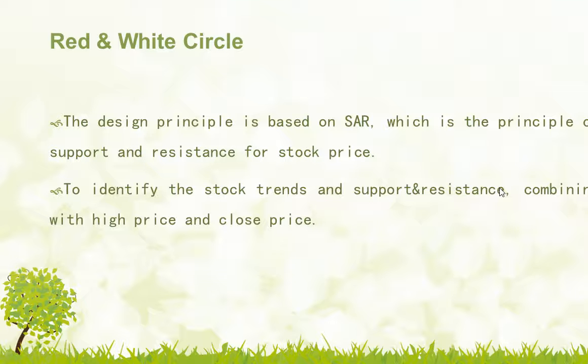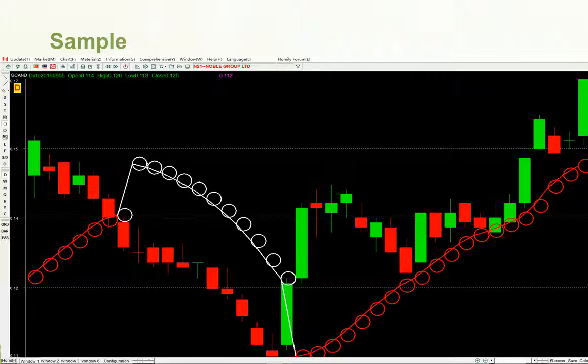Let's continue our class. Today we will talk about the red and white circle and strong signal. So the red and white circle is very simple, right? The design principle is based on SAR. This is the indicator, which is the principle of support and resistance for stock price to identify the stock trends, combining support and resistance with the high price and close price. This is the principle of the red and white circle. So you can see this is simple, right?